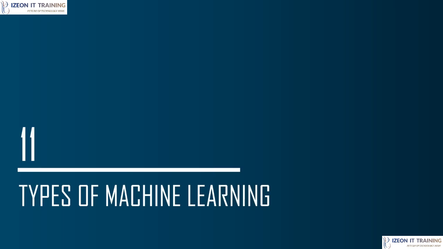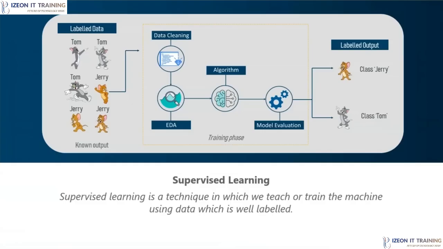Let's move ahead and look at the types of machine learning. Now, this is one of the most interesting concepts in machine learning: the three different ways in which machines learn. There is something known as supervised learning, unsupervised learning, and reinforcement learning. So we'll go through this one by one. We'll understand what supervised learning is first, and then we'll look at the other two types.